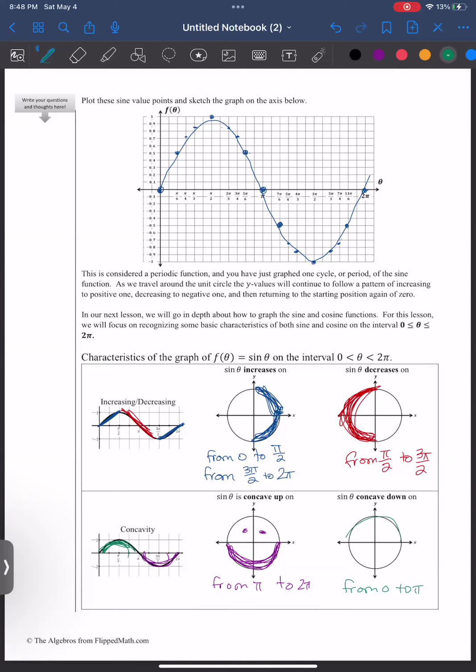So from 0 to pi, I am concave down. Okay, so that is the rules for sine, and that's how it is, unless there's some kind of transformation, but we're not even going to that yet. We're just talking about basic sine functions.